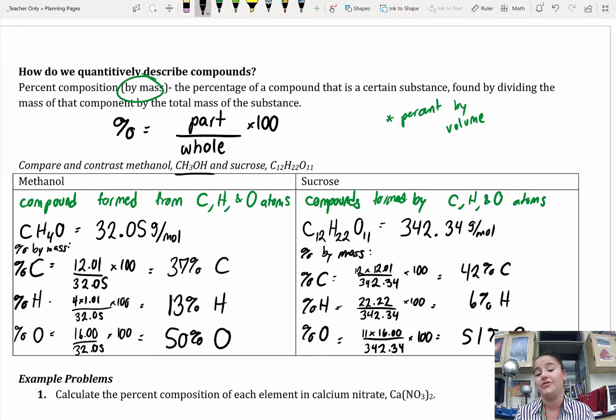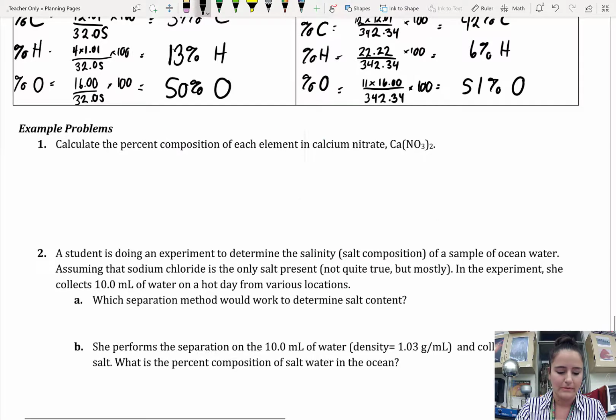So if you ever see on a food label saturated fat versus unsaturated fat, what it's saturated with is hydrogen. So the saturated fats have a lot higher mass percentage of hydrogen than other fats. Okay, cool? Okay, cool. Let's do some practice problems.